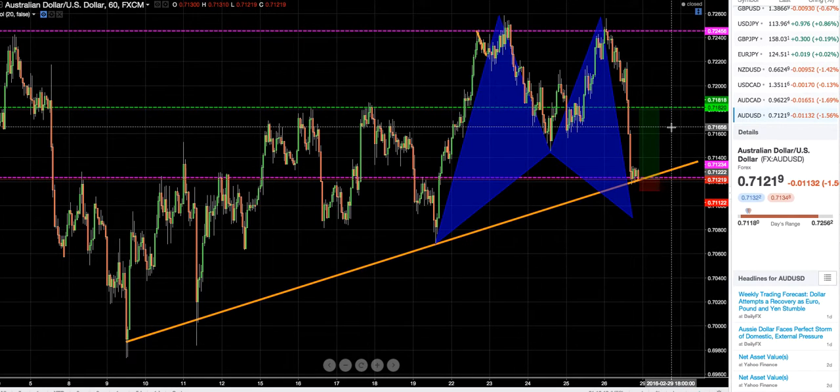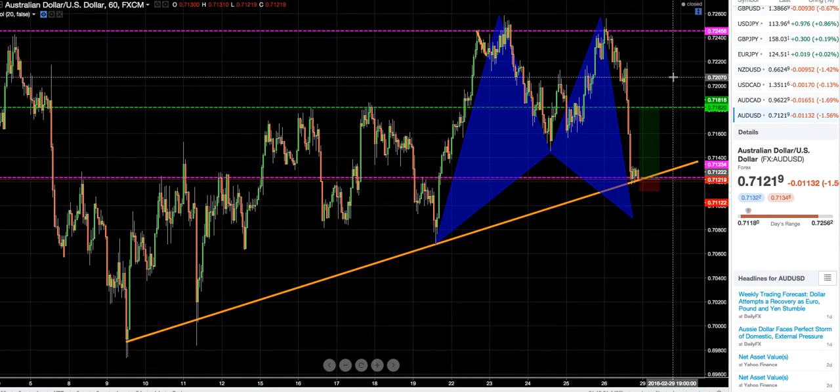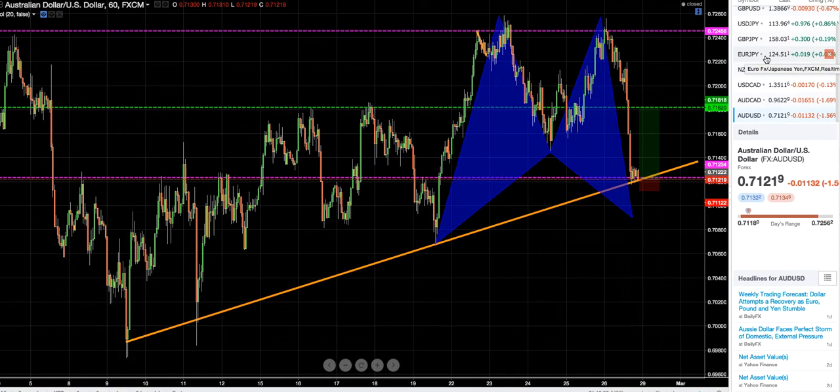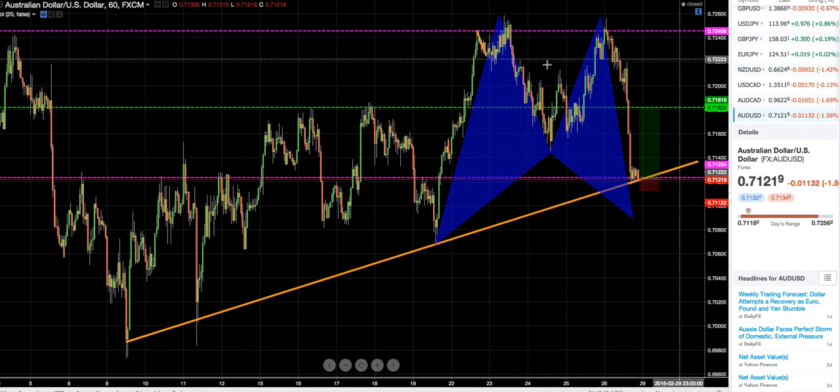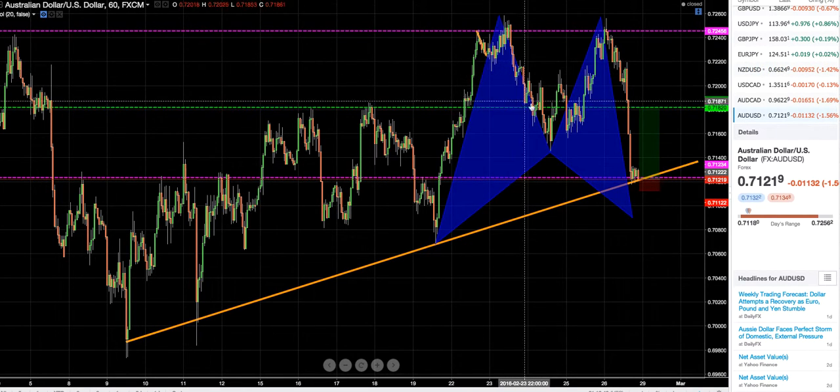So I want to go through, like I said in previous videos, I'm going to pick out 4 or 5 pairs instead of going through the pairs and explaining something and nothing. I'm just going to go over the pairs I've chosen and show you what I'm thinking. So I have 4 pairs: the dollar yen, the euro yen, the dollar CAD, and the Aussie USD. So let's just start on the Aussie USD.